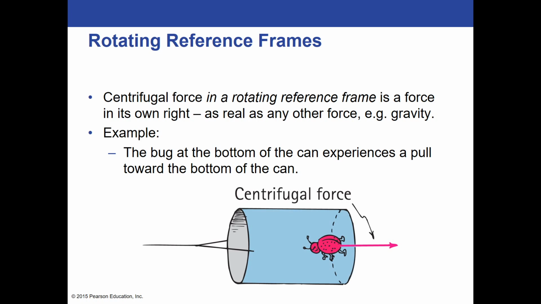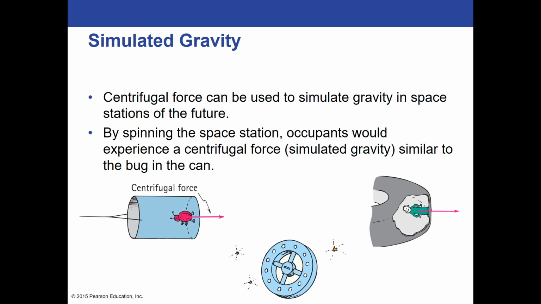So if you were to put a bug inside of a can and spin it, the centrifugal force will push outward and keep the bug on the bottom of it. So this can be used to simulate gravity in space. By spinning a space station, occupants will experience a centrifugal force inside, similar to what the bug can feel in the can. So if you were to get a large enough disk and spin it, you could simulate 9.8 meters per second squared.